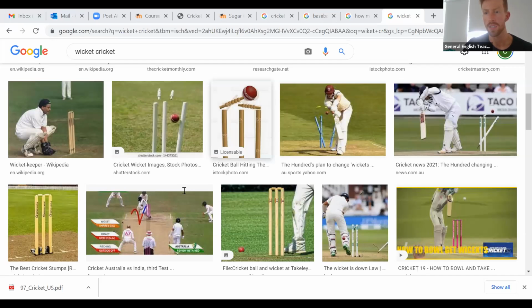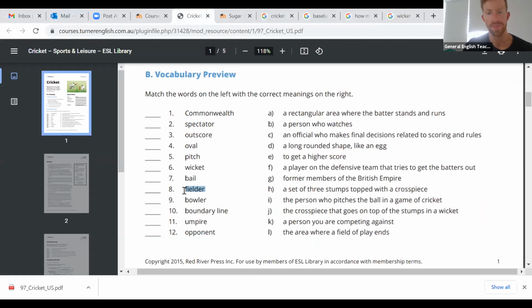Number 8. Andrea. Fielder, I think F. Player on the defensive team that tries to get the batters out. Yes, F. Yes. 8, F. Okay, 9.